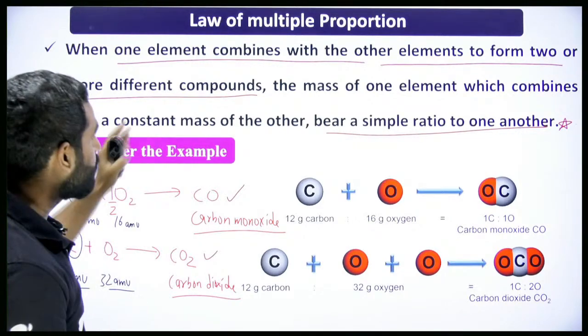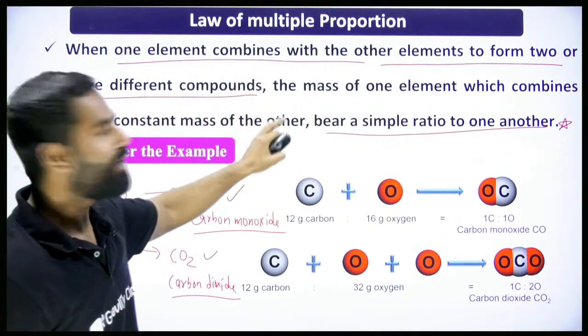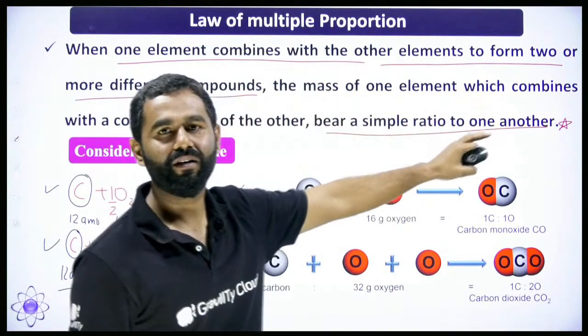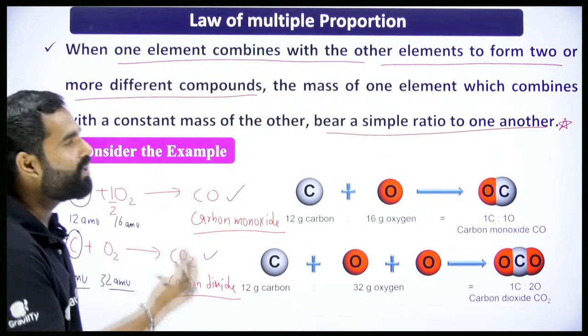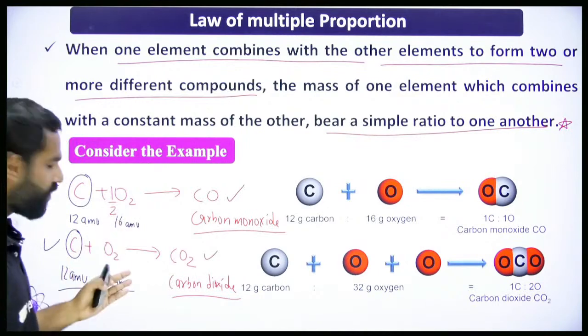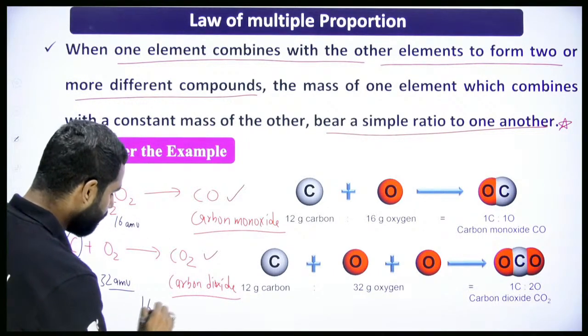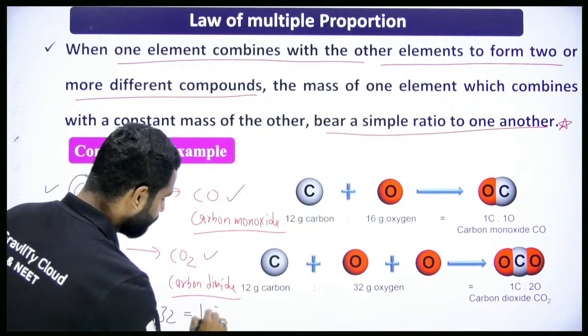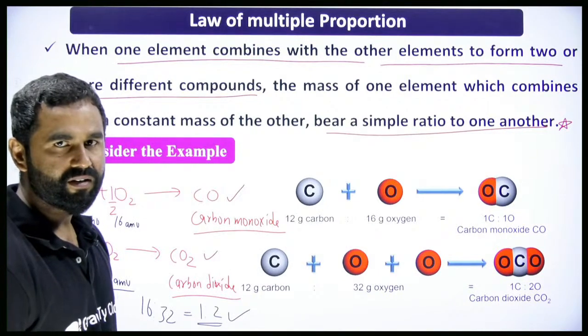So the statement says the element which reacts with constant mass of other bears the simple ratio to one another. That means here the masses of oxygen will have a simple whole number ratio. What is it? 16:32, which is equal to 1:2. It is the simple whole number ratio, right?